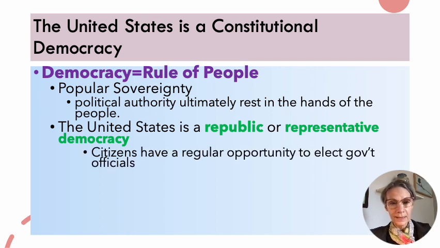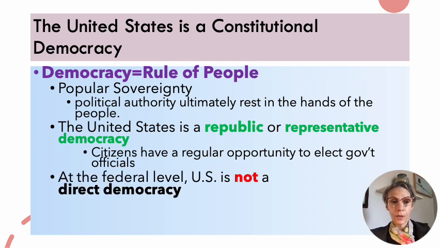A republic is a representative form of democracy. It means that citizens have a regular opportunity to elect government officials, and they have a regular opportunity to participate in the political process through joining political parties, through campaigning, political activism, etc. Okay? And so the political authority ultimately does rest with the people because they're the ones who elect those who are doing the governing, and those representatives govern on behalf of the people.